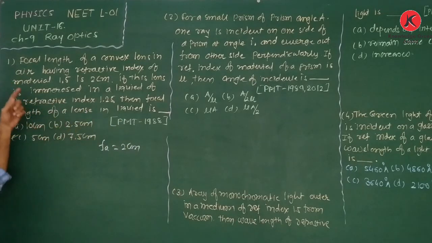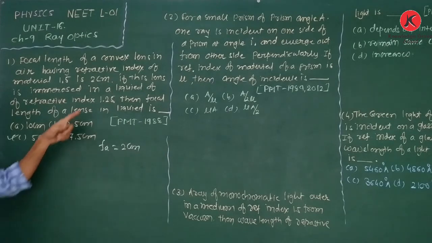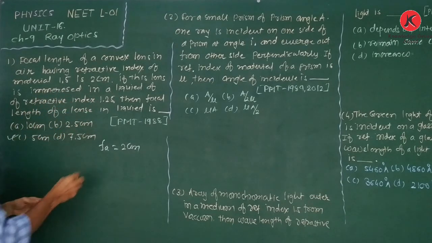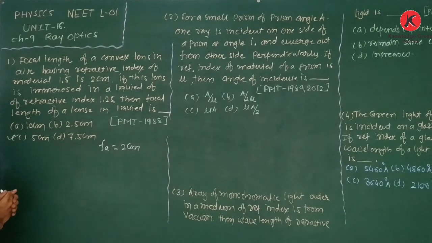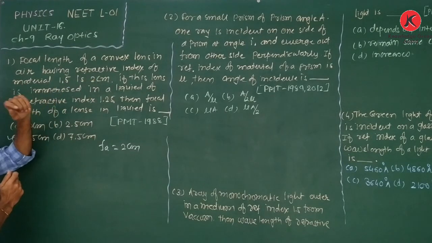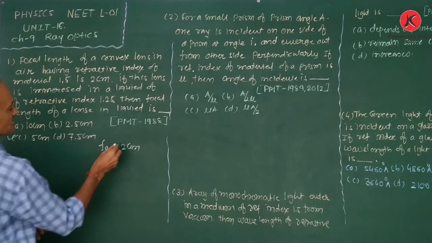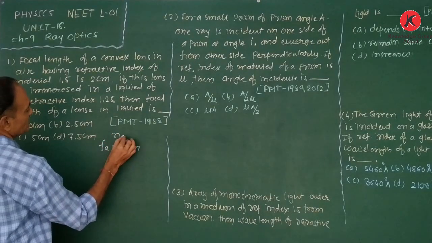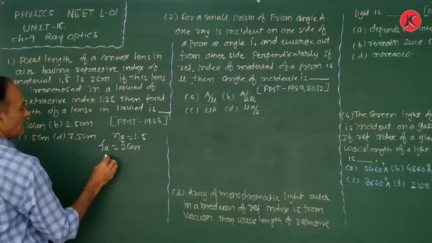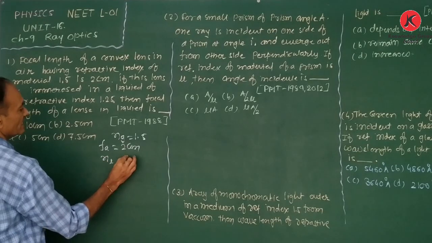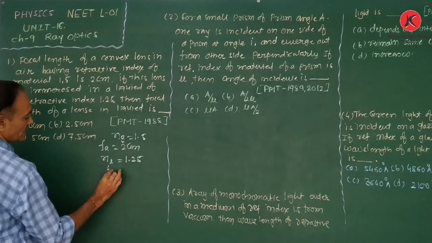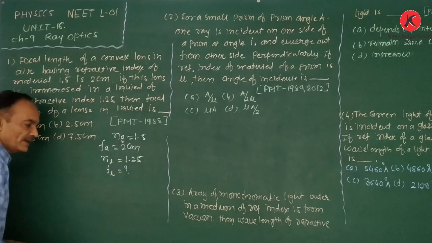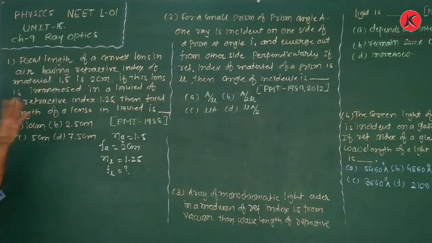If this lens is immersed in a liquid of refractive index 1.25, here the refractive index of the material is given, right? That is 1.5 for glass. Ng is given as 1.5. Now the refractive index of the liquid is given as 1.25. We have to find out the focal length of the lens in the liquid, FL.